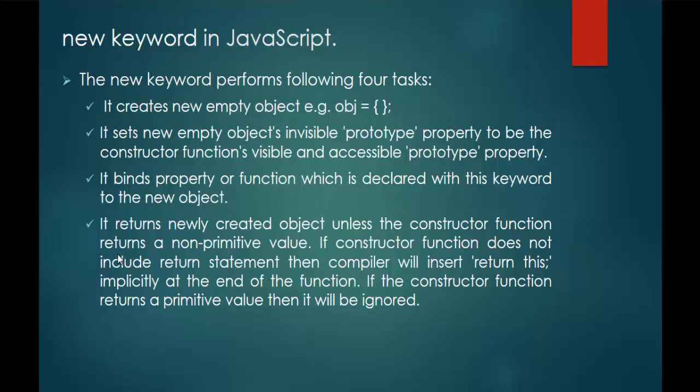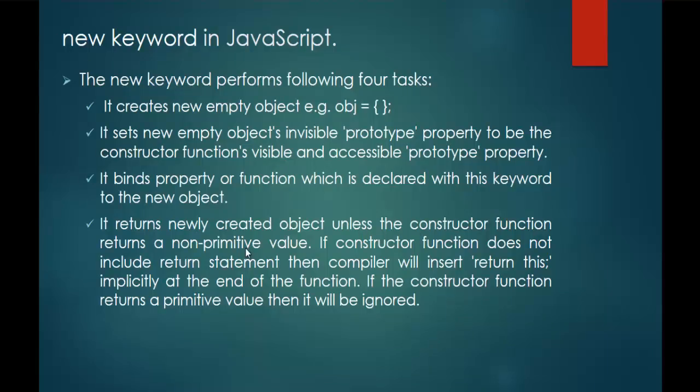And coming to the fourth point, it returns the newly created object. Suppose the function demo has this.x, and when I create an object of that function and try to access the variable x, the object returns the newly created object unless the constructor function returns a non-primitive value. If my function contains a return statement, then the compiler will return that. If it does not contain a return statement, then the compiler will return this at the end of the function.